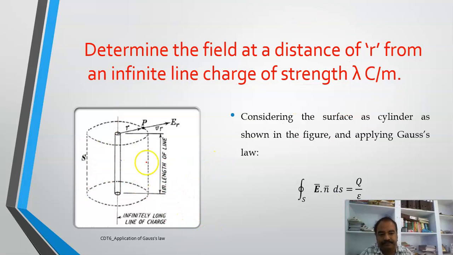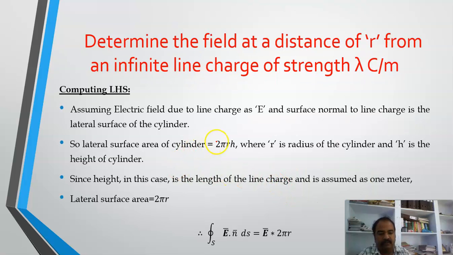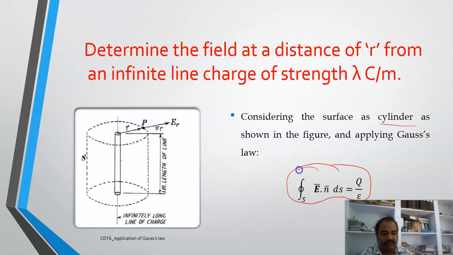Okay. Now, we will try to apply this Gauss law. So, considering the surface as a cylinder, as shown in the figure, applying Gauss law, you know the Gauss law, right? This is the Gauss law, right? Now, applying Gauss law, first of all, we will try to compute the left hand side, and next we will compute the right hand side, and then we will try to equate it.